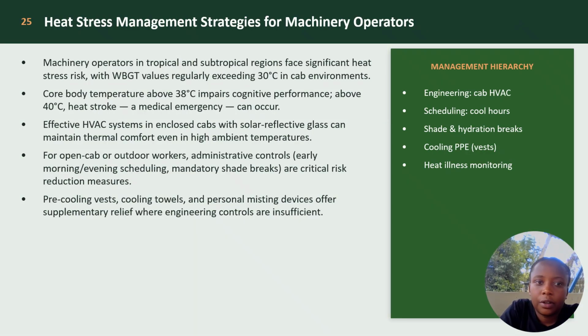Topic 25, heat stress management strategies for machine operators. Machine operators in tropical and subtropical regions face significant heat stress risk if the wet bulb globe temperature value exceeds 30 degrees Celsius in the cab environment. Management: here we see the first one engineering, second one scheduling, third one shade and hydration breaks, fourth one cooling, fifth one heat readiness monitoring.